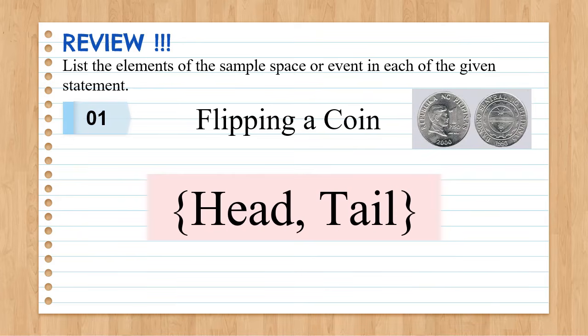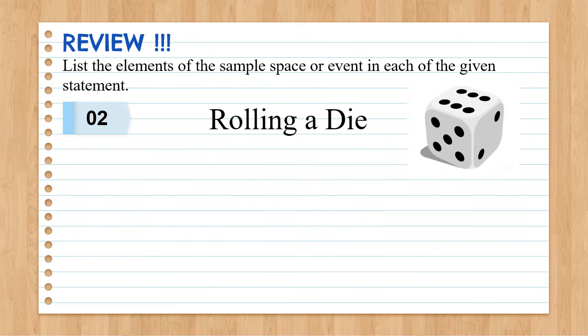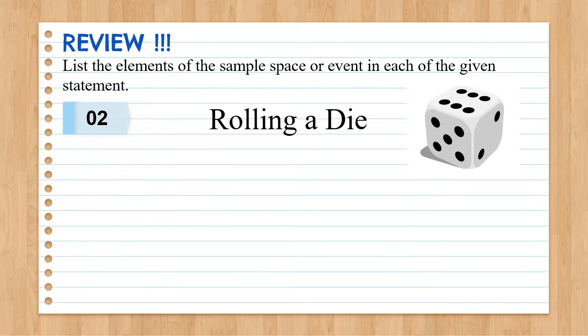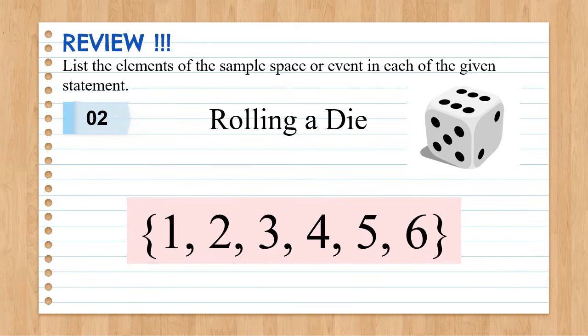For number 2, rolling a die. You have 5 seconds to type in your answer. You are right. The sample space consists of the elements 1, 2, 3, 4, 5, and 6. A regular die has 6 faces, and the faces are numbered from 1 to 6, using dots to represent the numbers. It seems that you are doing a good job with your lessons.